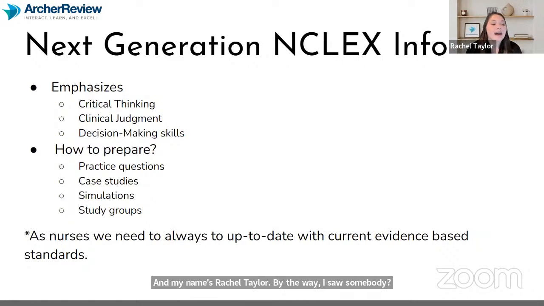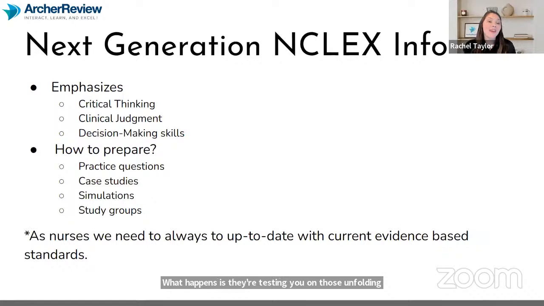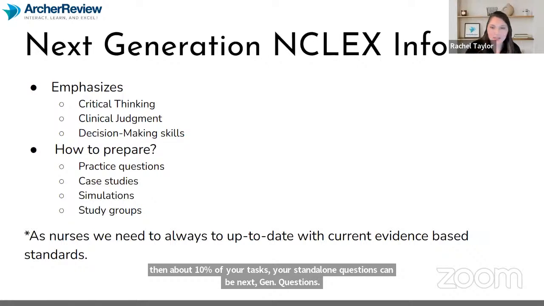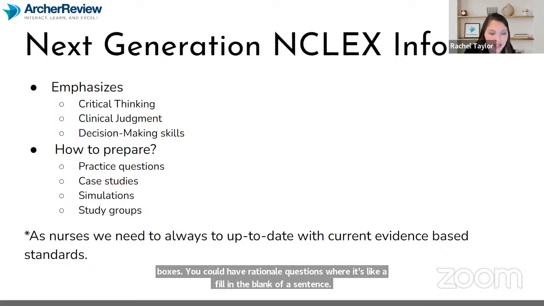So anyway, with this, what happens is they're testing you on those unfolding case studies, and those questions are going to be static. They're not adapting to you. But then about 10% of your test, your standalone questions, can be next gen questions. And like I said, those are your bow ties, your highlight the tables. You might have some drag and drops, different boxes. You could have rationale scoring questions where it's like a fill in the blank of a sentence. And so you want to make sure that you practice these question types.